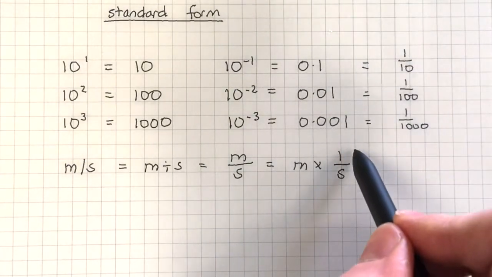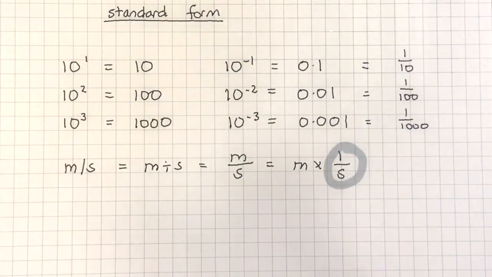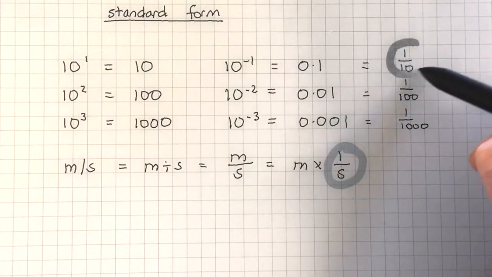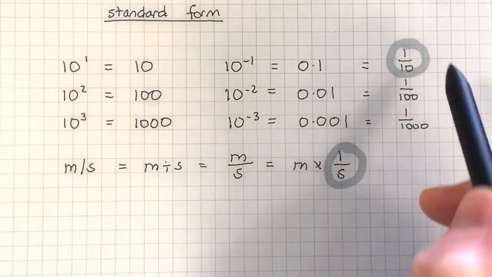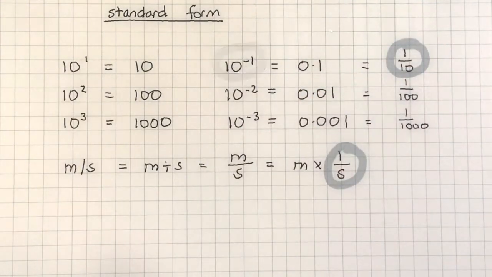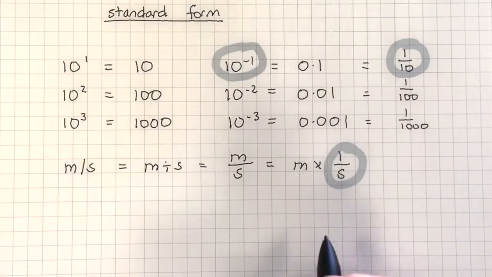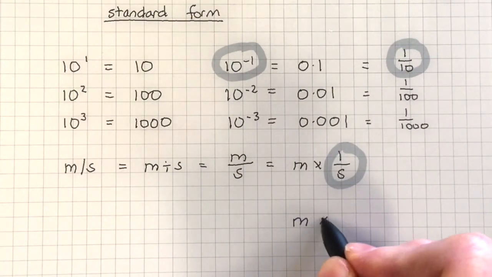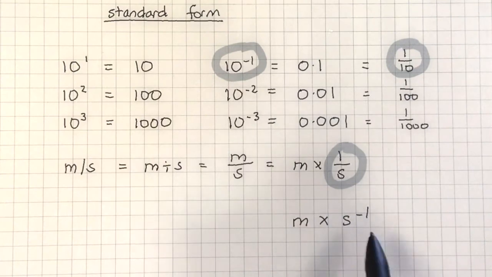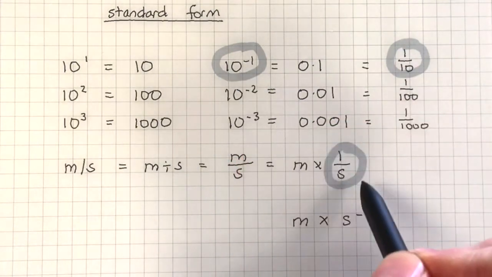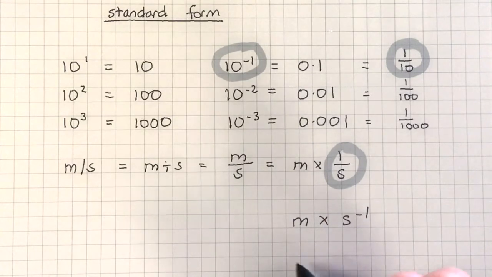This 1 over second looks a bit like this, 1 over 10, which we've already said we can write like this. So 1 over second I could really write as s to the minus 1, seconds to the minus 1. That's what I've done here. But we don't need the times sign in, so I could write it as meters seconds to the minus 1, like that. I might still say meters per second, but that's how we write it, meters times seconds raised to the power minus 1.